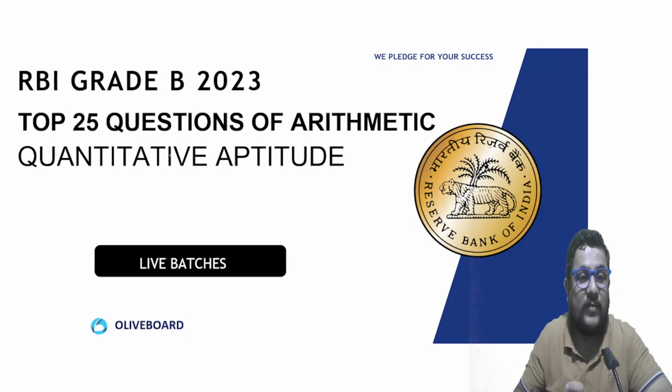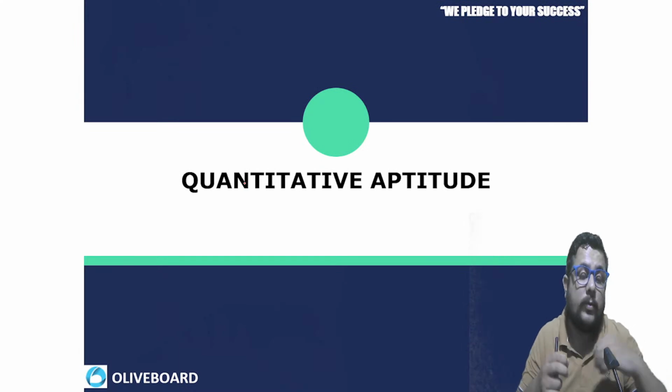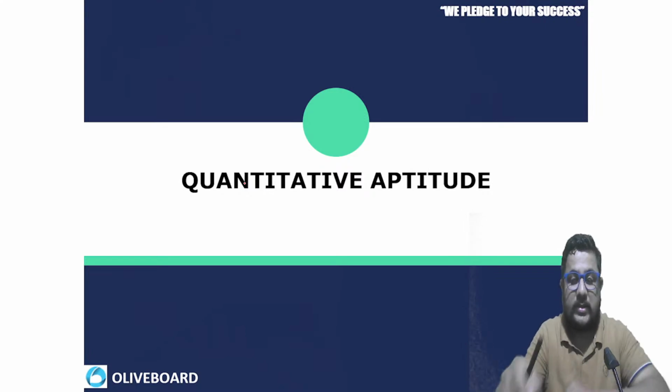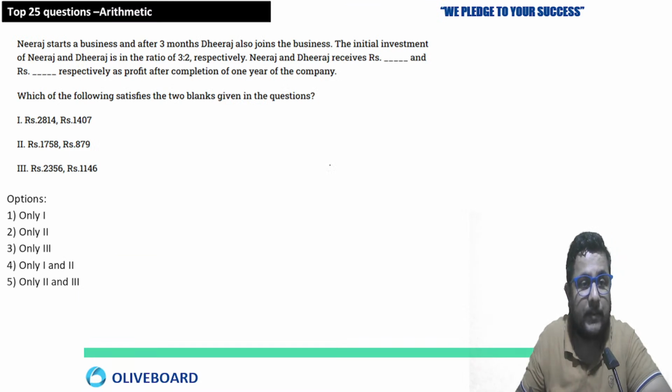So here, we will look at the top 25 questions of your arithmetic section that we are going to discuss today. We are going to see what we are expecting in the exam. This is about the expected questions which we might see in the exam. So first we will talk about fillers. Filler-based questions are most common in your RBI Grade B. Be active in the chat box.